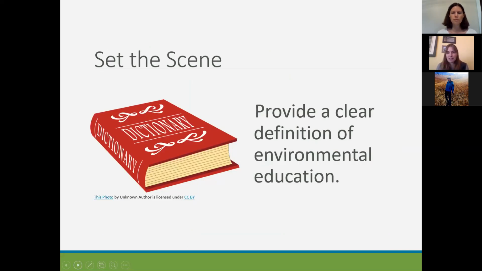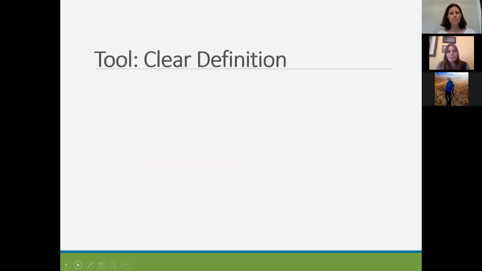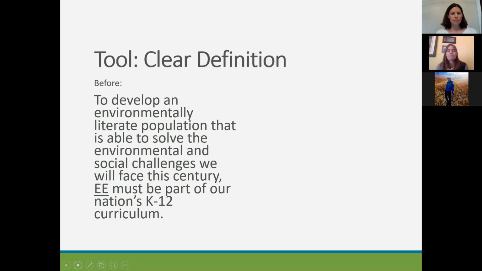So the first recommendation they gave us was really making sure we provide clear definitions of environmental education. When you say the words environmental education, a picture generally pops up in people's minds, but it doesn't mean it's necessarily the whole picture. They may have part of what environmental education looks like in their brain, but maybe not the whole thing. And when they say provide a clear definition, they don't mean an academic definition. They just mean explain what you're talking about and be very clear when you're talking about environmental education.